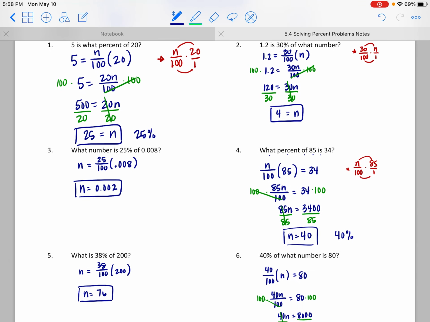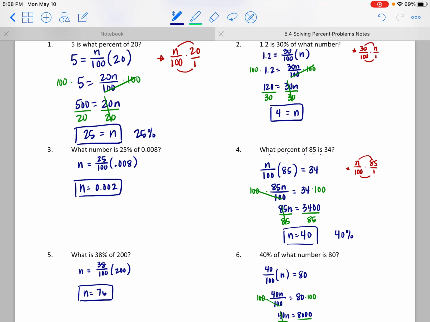Some pretty straightforward, hopefully pretty straightforward math. You may end up with some decimal answers. I did happen to make these all work out kind of nicely. If you end up with decimal answers, don't worry about it. That's possible. You're not going to be able to take percentages of numbers and always end up with a whole number. So hopefully you got enough to get going on your practice.